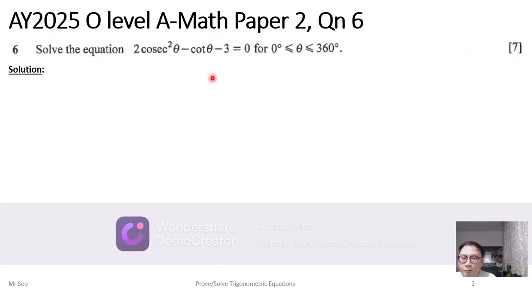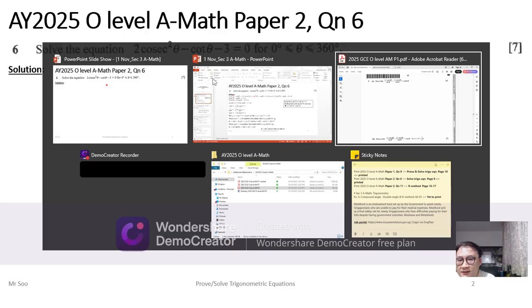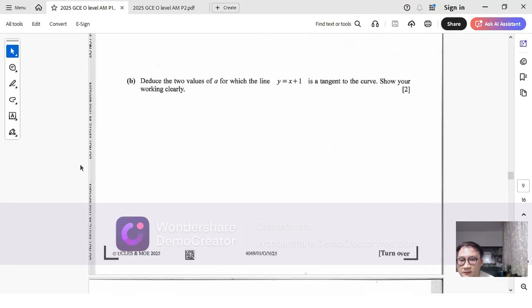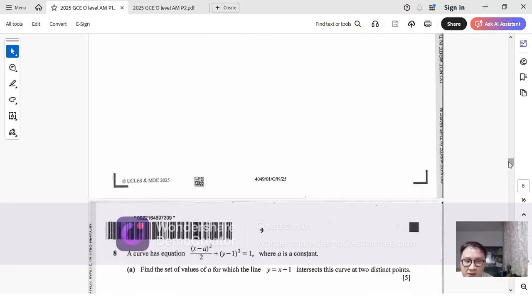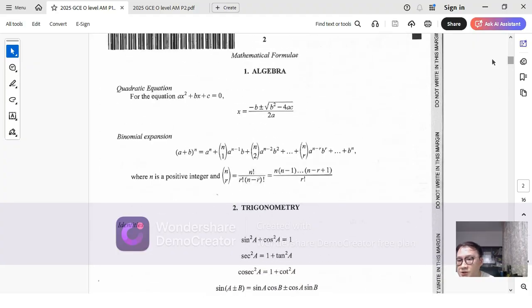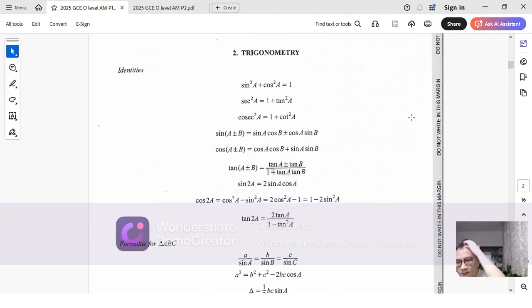So what can you think of? Pythagorean identity, correct? Pythagorean identity, because from your formula sheet, let me scroll to the formula sheet page. From your formula sheet, the first 3 are your Pythagorean identities.